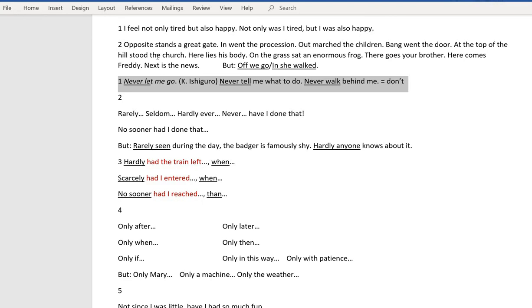Next is the news. Now, look, the normal order would be the news is next. You can see clearly there has been inversion, and this is the adverbial at the beginning. But we say off we go, in she walked.